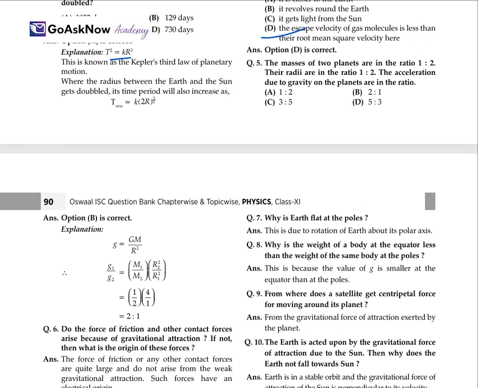Now, the masses of two planets are in the ratio 1:2 and their radii are in the ratio 1:2. The accelerations due to gravity on the planets are in the ratio? So, g is equal to GM upon R square. For g1 and g2, it will be M1 upon M2 into R2 square upon R1 square. The ratio is already given, so it will be 1 by 2 and 4 by 1. When we solve this, we get 2:1. So this is the acceleration due to gravity: g1 to g2 will be 2:1.